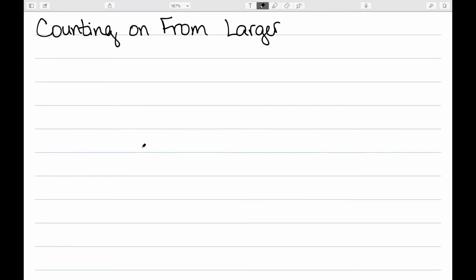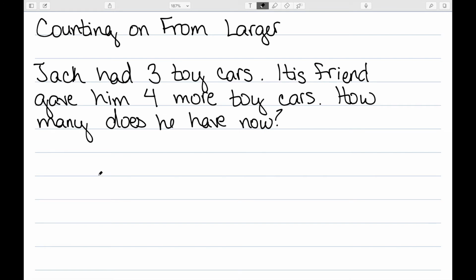The next method is counting on from larger, which is nearly identical to counting on from first, except that this time, the child, instead of starting with the first addend, starts with the larger of the two. Let's go back to the problem that we had looked at before. Jack had 3 toy cars. His friend gave him 4 more toy cars. How many does he have now?